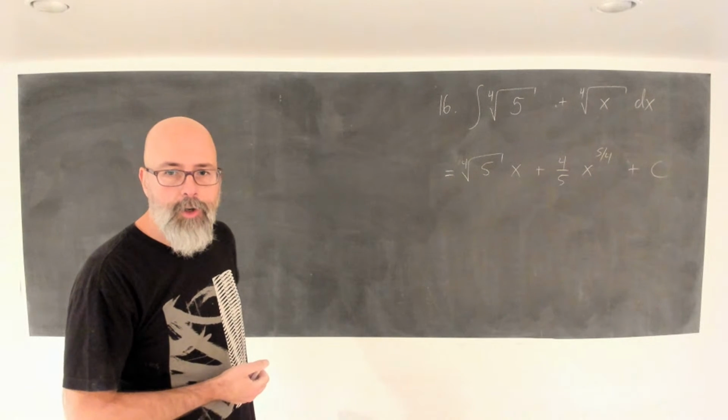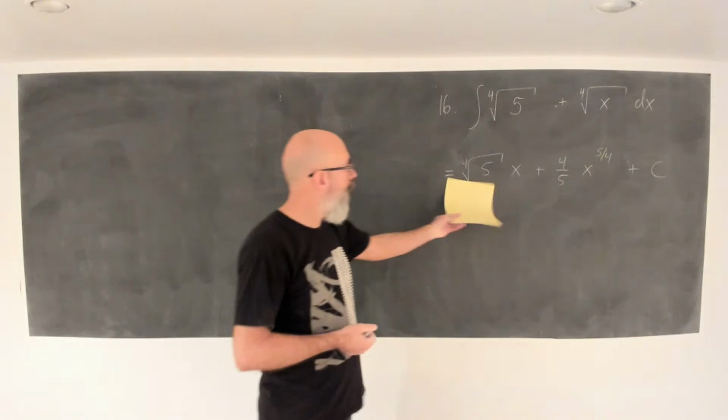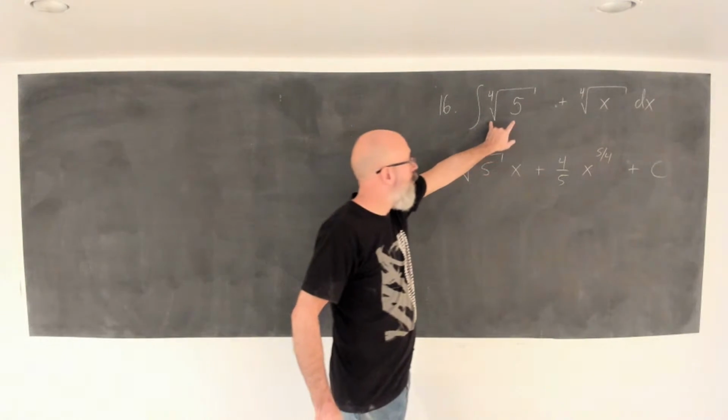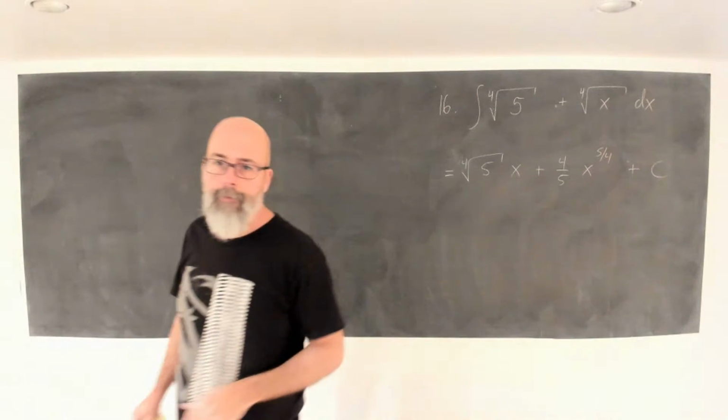4th root of 5 is a constant. That's right. That's why I have 4th root of 5 x. It's like if this was 2, the antiderivative would have been 2x.